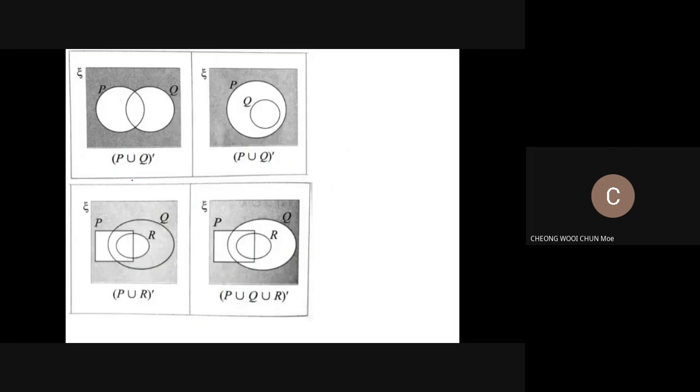So, understanding the diagram: P union Q is whole P and whole Q, and the complement is outside. Then P union R is P and R, and the complement is outside. Don't color or shade it actually, because it's a textbook. P union Q union R is all of P, Q, R, and the complement is outside, so don't shade outside.